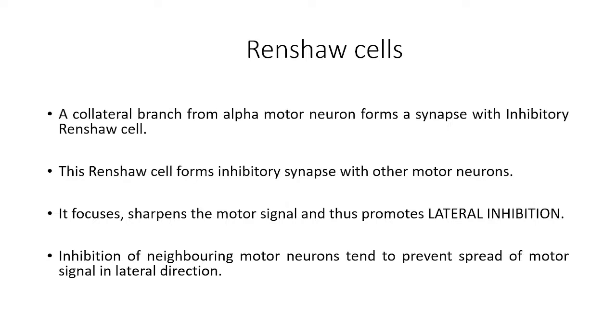The alpha motor neuron, on one end, is supplying the motor unit in the particular muscle. At the same time, it is giving out one branch, which is also called a collateral. This collateral is activating the Renshaw cell. The Renshaw cell is an inhibitory interneuron, mind well. So this Renshaw cell is in turn suppressing the activity of the same alpha motor neuron.